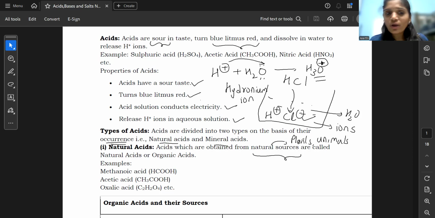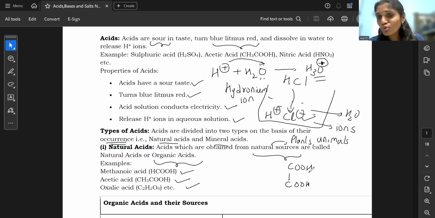Instead of calling it natural acids, we normally call it organic acids because the source is usually plants and animals, and plants and animals are organic matter. So whenever the acids are obtained from natural sources like plants and animals, we call them organic acids. Now you have examples: methanoic acid, which is also called formic acid, acetic acid, and oxalic acid. These are your natural acids. Now what are the sources of these acids? We will see. Oxalic acid is a dicarboxylic acid. It has two carboxylic acid groups.